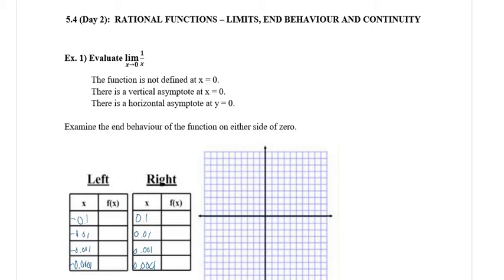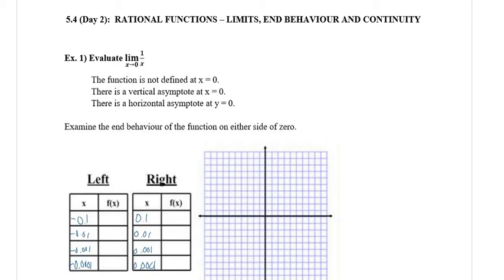Okay, here is the second half of 5.4. We're just going to get a bit more practice with rational functions, deal with a few more one-off examples, and just get a little bit more comfortable with all the different possibilities before we start dealing with actual graph sketching, curve sketching, like we did with polynomials. So before we start that, let's get into a few examples.